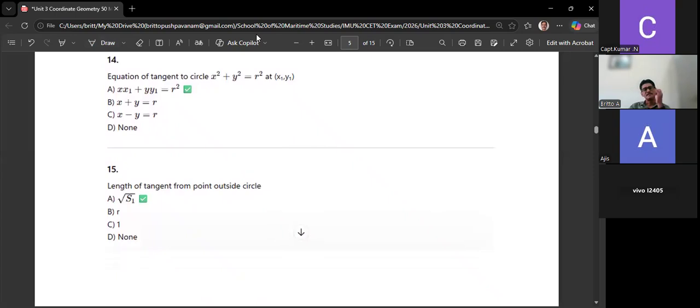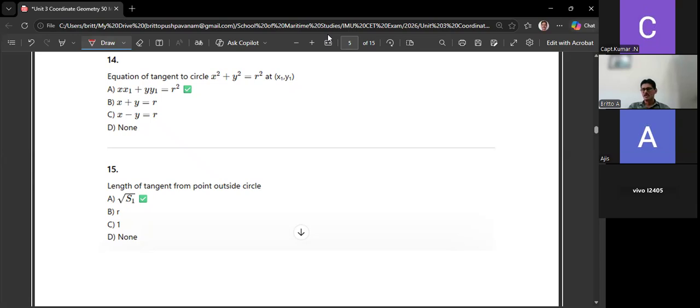Right. The next one: what is the equation of tangent to the circle? You know the circle equation. I told you the three types of circle equation. One is (x minus a) whole square plus (y minus b) whole square equal to r square. Another one is x square plus y square plus 2gx plus 2fy plus c equal to 0.